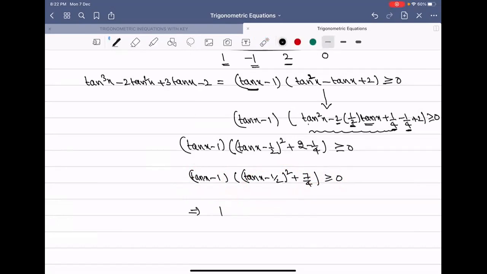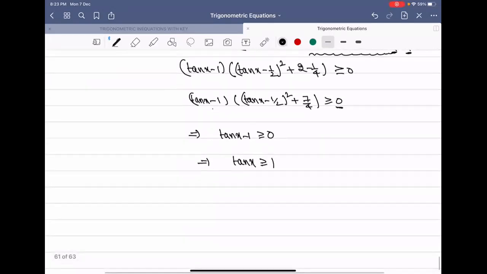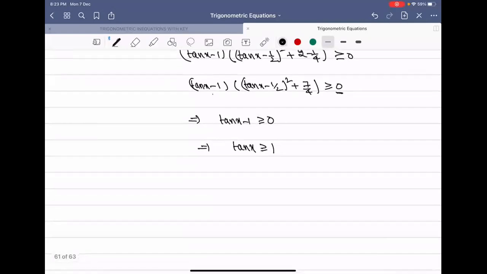So from this one, this implies tan x minus 1 is greater than or equal to 0, either 0 or positive. That is, tan x minus 1 is greater than or equal to 0. That implies tan x is greater than or equal to what? 1. And ultimately we need to solve which inequality? Tan x is greater than or equal to 1. Okay?